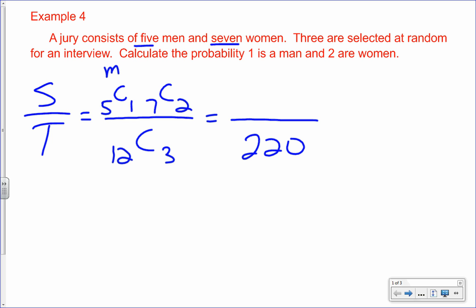Well, the first one should be easy. 5 choose 1. If there are 5 of them, how many ways can you choose 1 of them? 5, right? Do you really need a calculator to tell you that one? I hope not. Okay, so 5. Now this one you probably do. This isn't necessarily something I would expect that you know right off the top of your head. If there are 7 of them, how many ways can I choose 2 of them? Anybody have that? 21.